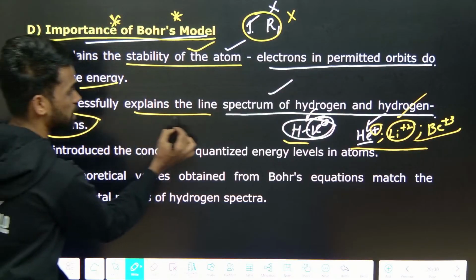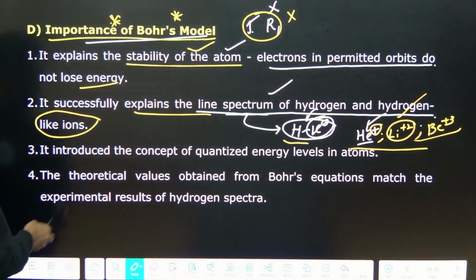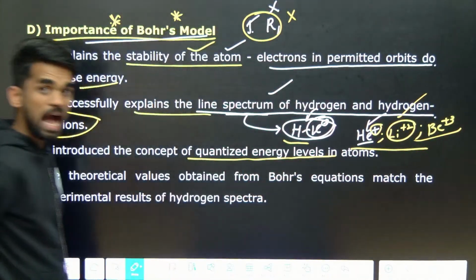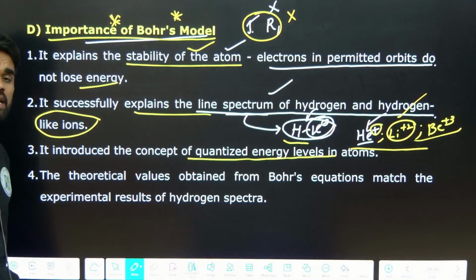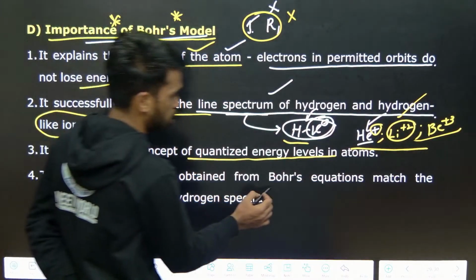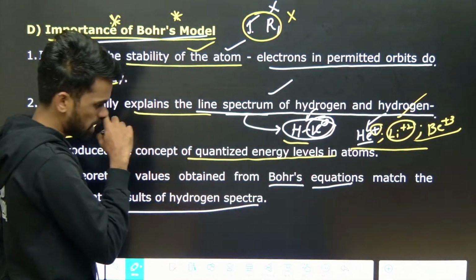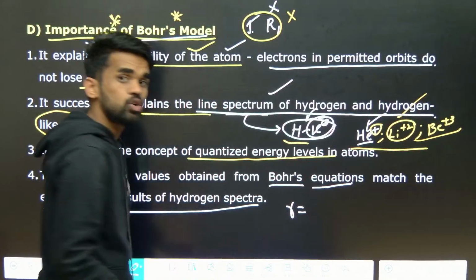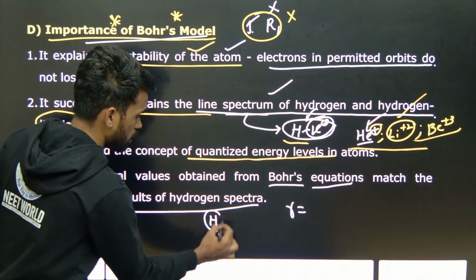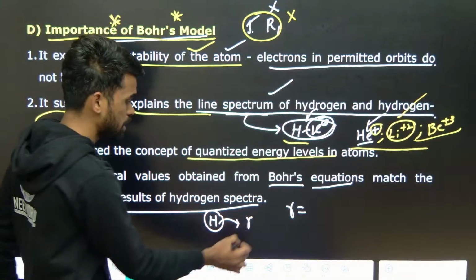It successfully explained the line spectrum of these hydrogen-like species. Here he introduced the concept of energy quantization in atoms, so only quantized orbitals are allowed. That is what he is saying. Next, the theoretical value obtained from Bohr's equation matched the experimental result of hydrogen spectra. See, whatever radius we are going to find for the hydrogen atom, if we find the first radius of this hydrogen atom from practical data, we will get one value.